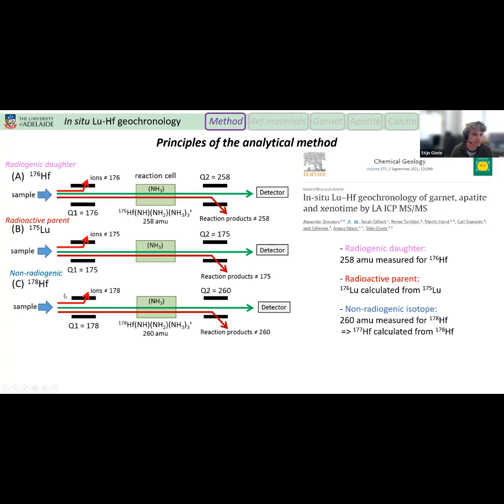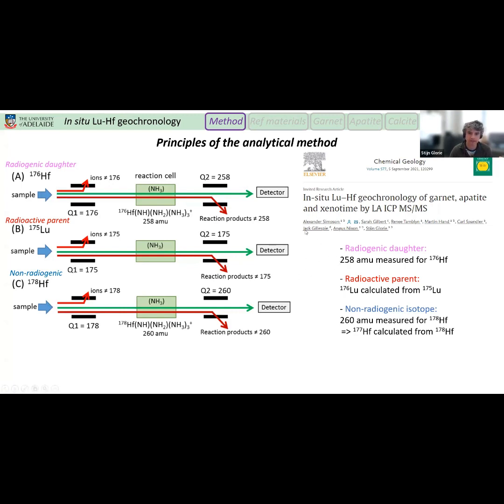So we measure 178 hafnium by putting the first quadrupole to mass 178 and the second one to mass 260, which is the same offset compared to the previous one, plus 82 AMU. That's kind of how it works. So we're chemically separating those different products from each other. And by cycling rapidly through those different isotopes, we can independently measure them on the detector.